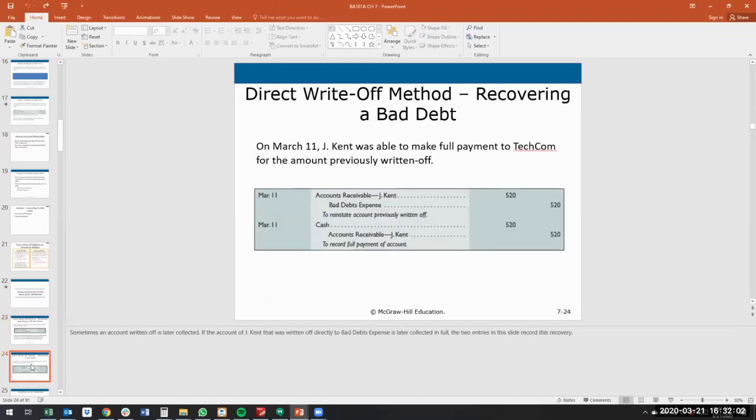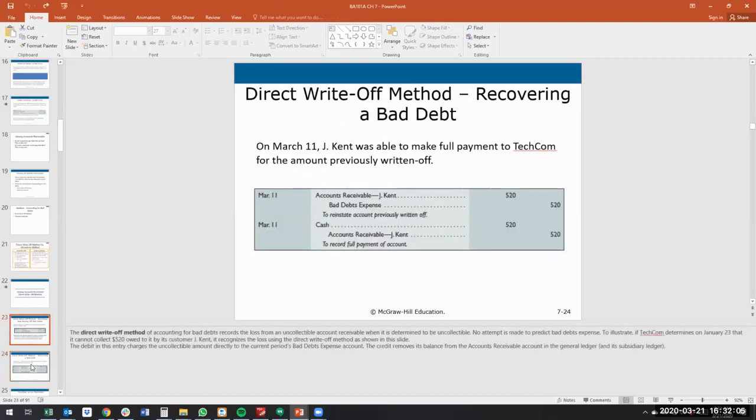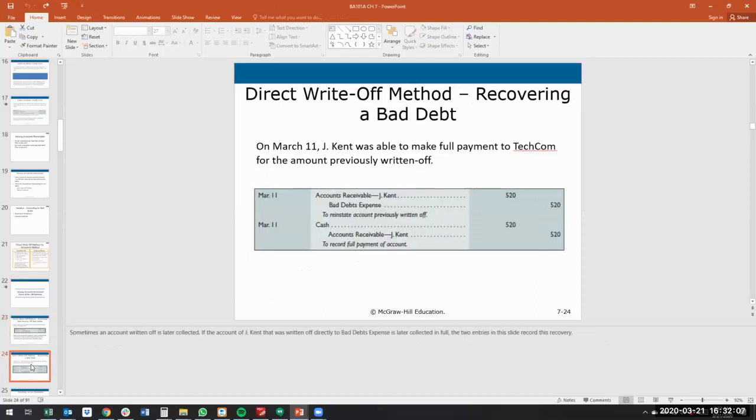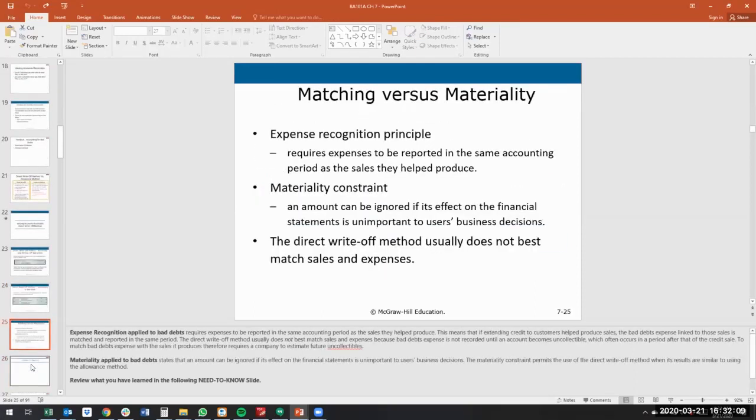These journal entries are going to be key. I expect you to be tested on them. So make sure you understand any of these journal entries, or ask me questions about them when we get off sharing the slides. Matching versus materiality.